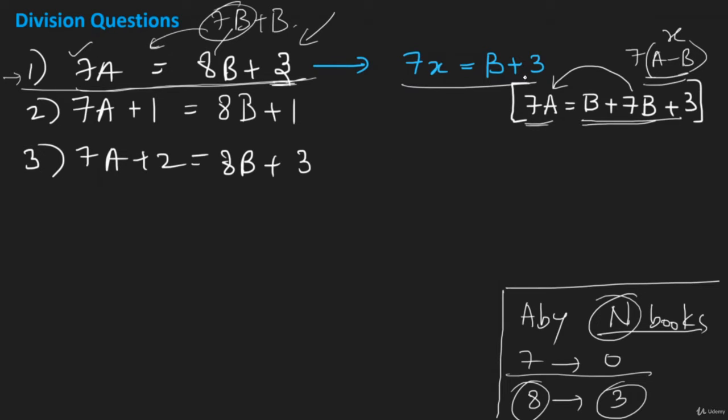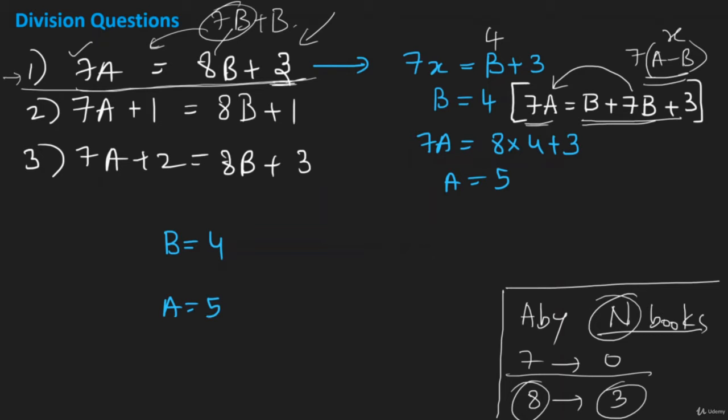Alright, now after having established this, it's just a matter of trial and error to find any one solution. You can easily see that 4 plus 3 is equal to 7. So one solution of b is equal to 4. Now over here we have 7a is equal to 8b plus 3. Substituting b as 4, 7a is equal to 8 into 4 plus 3, that is 35. So a is equal to 5. So I have got one solution: b is equal to 4 and a is equal to 5.